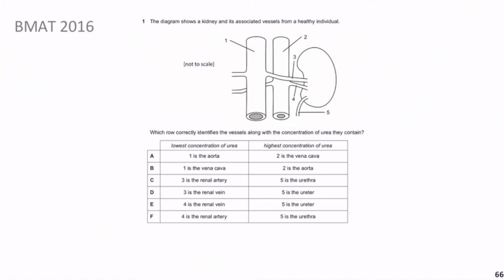It says, the diagram shows a kidney and its associated vessels from a healthy human. And it says, which row correctly identifies the vessels along with the concentration of urea they contain? So, guys, pause the video. Make sure you give this question a try. Give yourself a minute and make sure you're back after that minute where we can go through the solution. Okay, guys, welcome back. So let's go through this question.